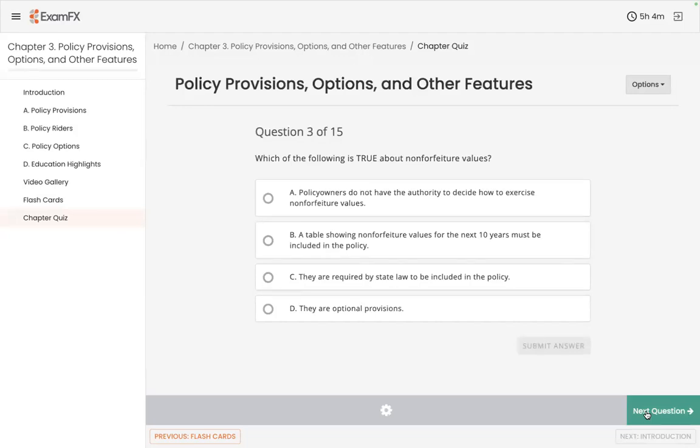Which of the following is true about non-forfeiture values? Policy owners do not have the authority to decide how to exercise non-forfeiture values. A table showing non-forfeiture values for the next 10 years must be included in the policy. They are required by state law to be included in the policy. They are optional provisions. So which of the following is true about non-forfeiture values?